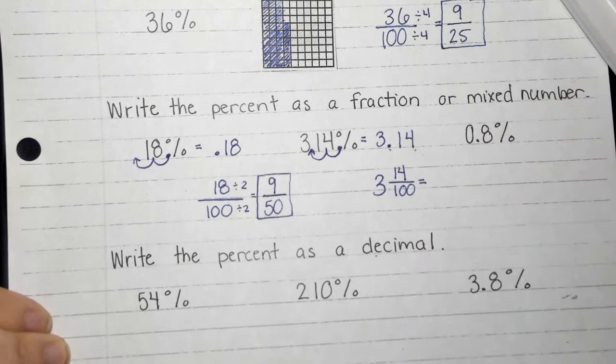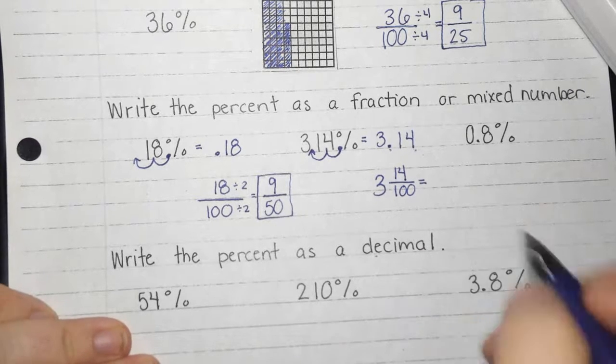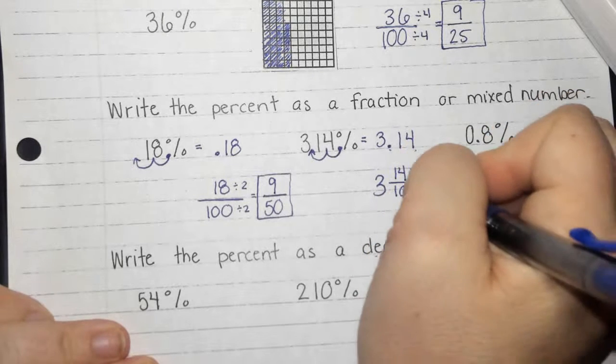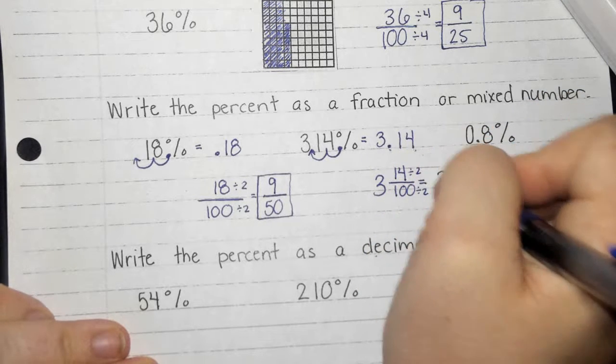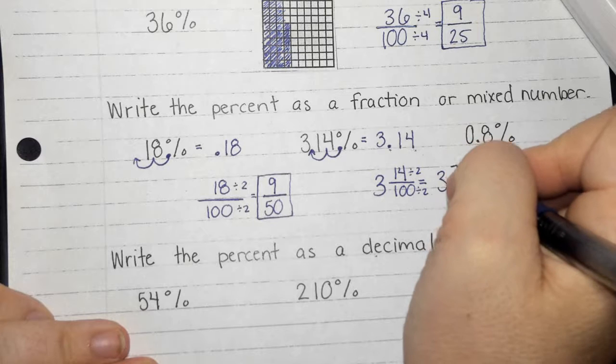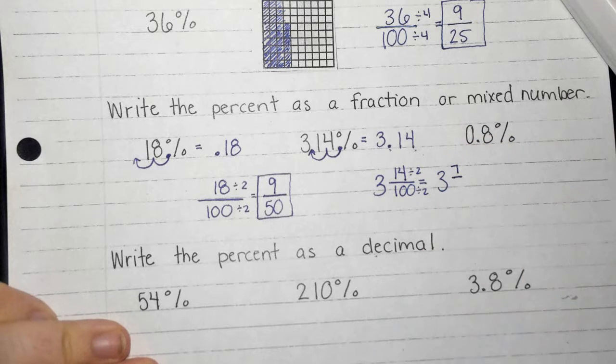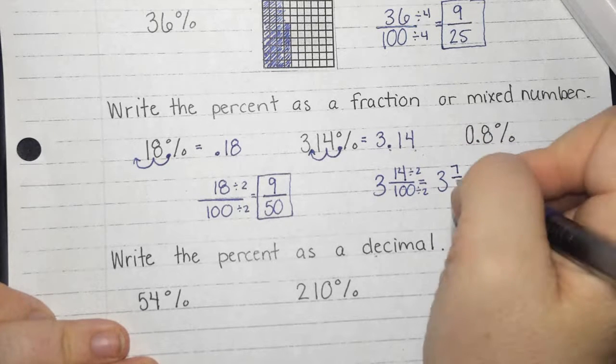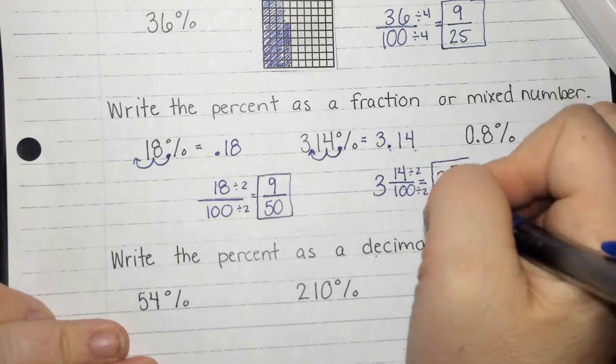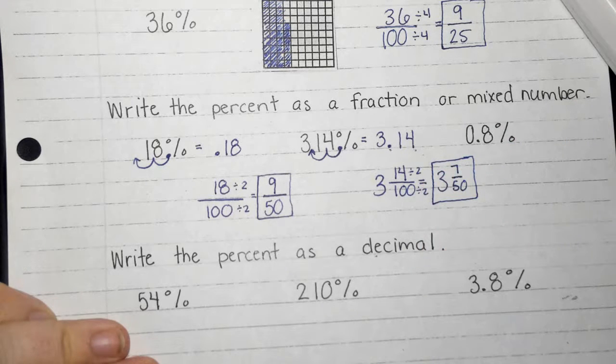All right, I like where your head is because we're thinking we need to get a 7, but what am I actually dividing by? 2. So 14 divided by 2 is 7. So there's that 7. And then 100 divided by 2 is 50. All right, and 7 over 50 we'll not simplify. That's done.